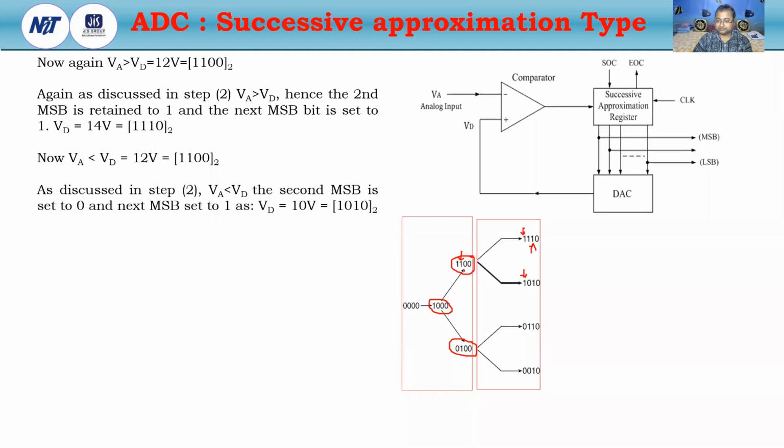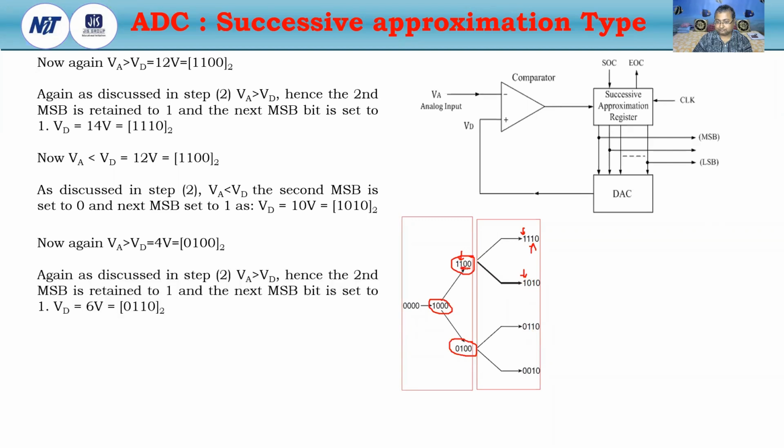Now apply the steps. If the input voltage is greater than this reference voltage, that means greater than 12, then what happens? The next MSB should be 1. Otherwise, this MSB should be 0 and the next MSB should be 1. Just interchange these two, so this is 0 and 1. Similarly, for this reference voltage, if the input voltage is greater than 4, this is the 4.